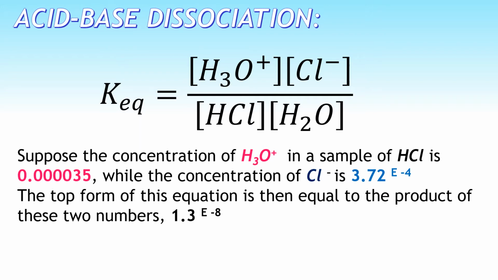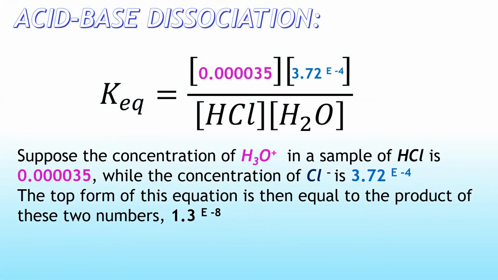But whether we're using a decimal or scientific notation, they're just ways to express really small numbers between 0 and 1. Okay, so if we've got concentration of one times concentration of the other, well, we're just going to multiply them. And the top of this equation is thus equal to the product of those two numbers. And if we do the math, it's a tiny number, 1.3 times 10 to the negative eighth. Now, what about the bottom? How do we figure that out?